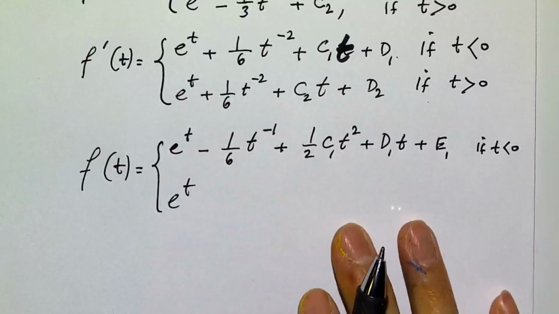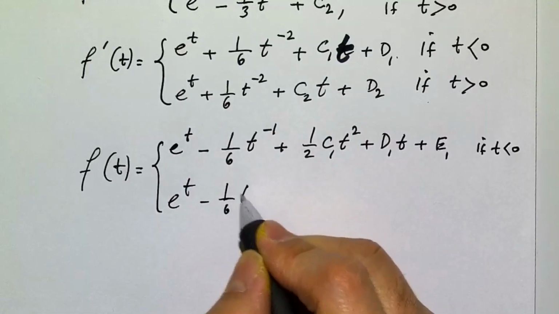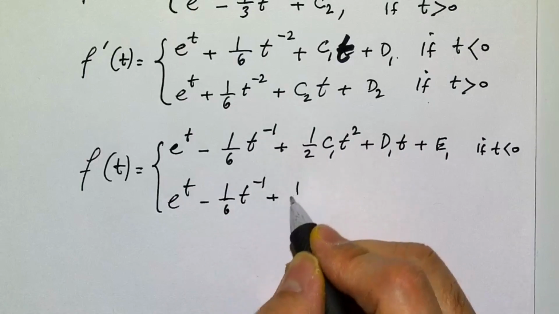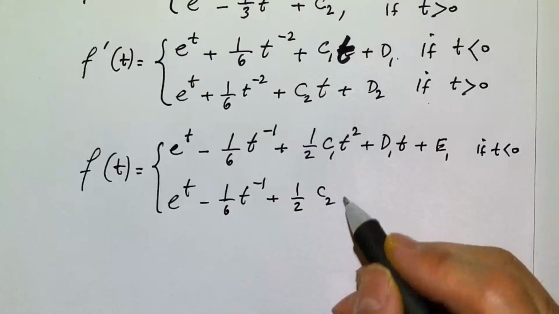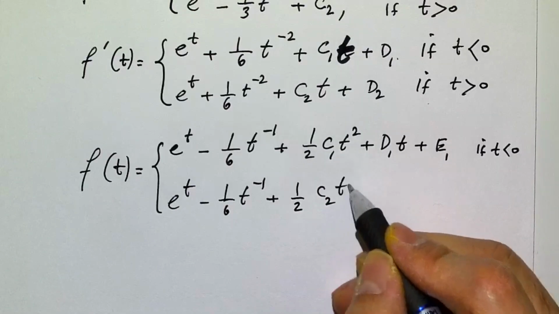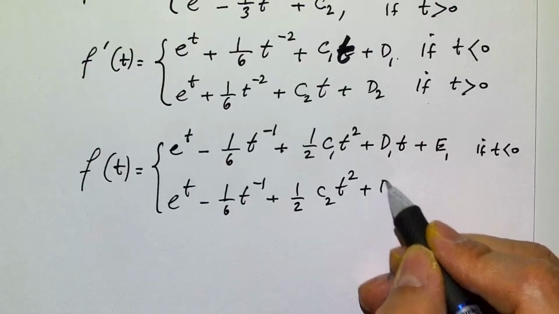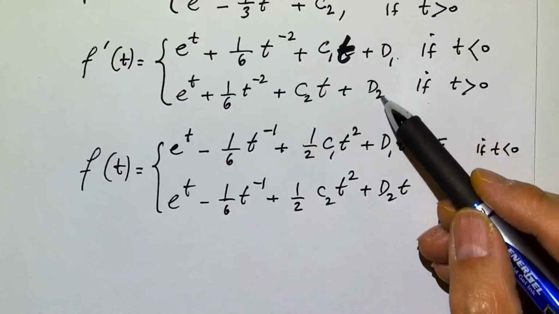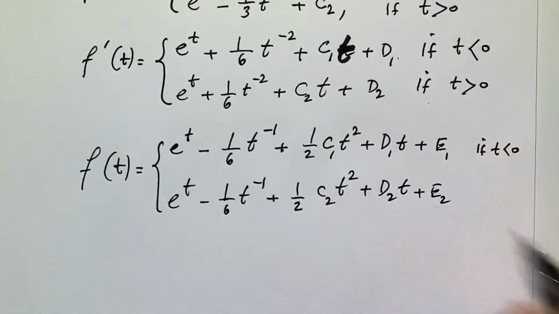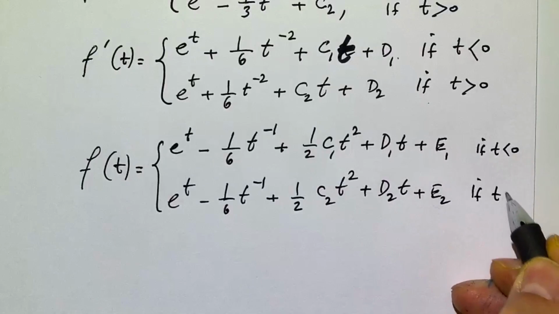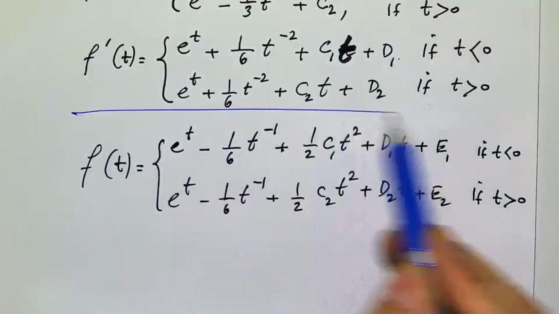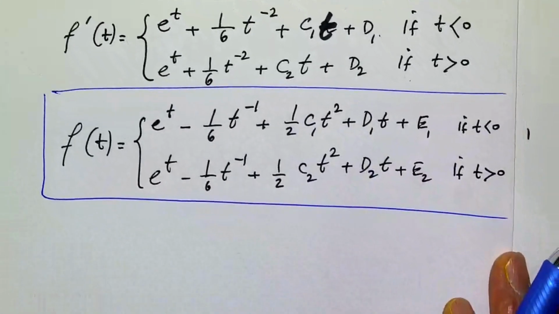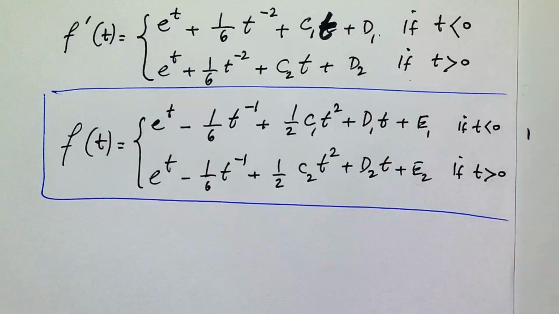For the other interval, -1/6 t plus 1/2 c2, right? Add 1 to this, divide this by 2, we get 1/2 c2 t squared plus d2t, right? d2t plus, let's call it e2, this constant, if t is greater than 0. Okay, so this is our antiderivative for that function. So because the domain was split, we had to split the antiderivative there.